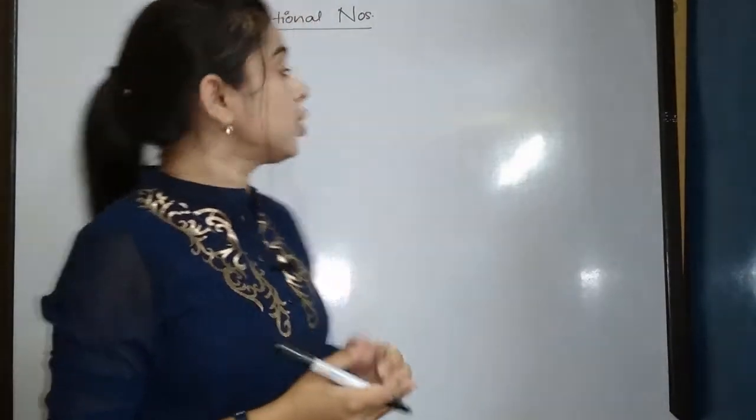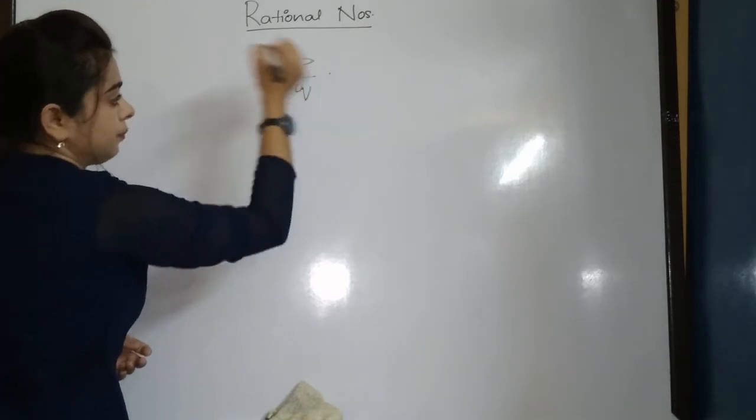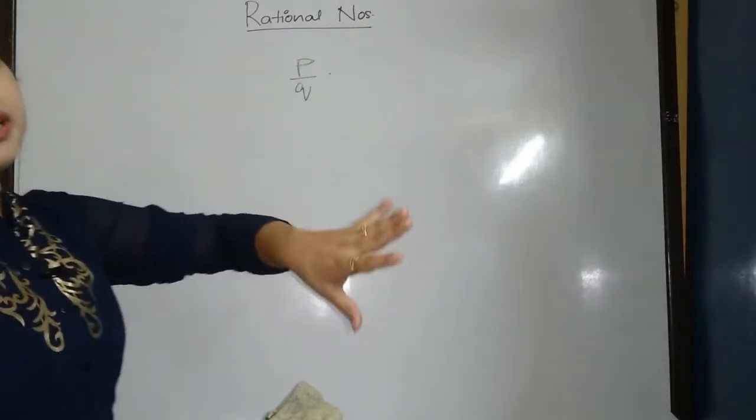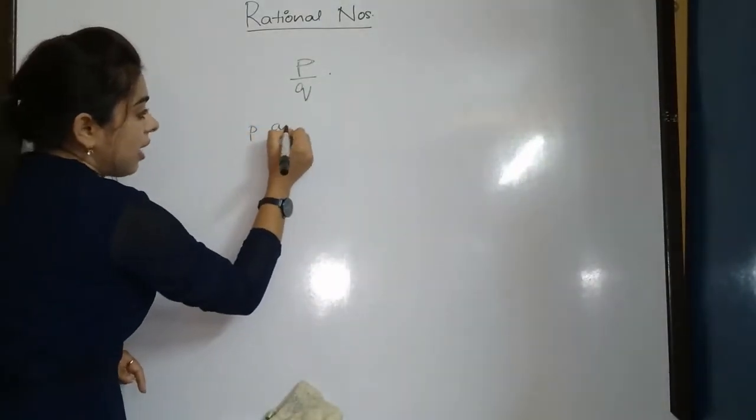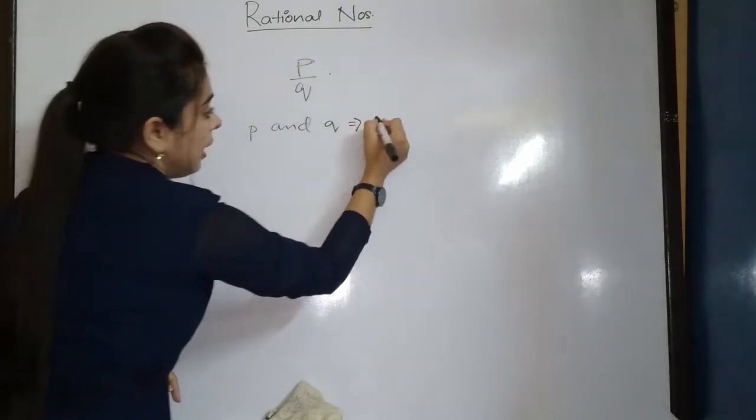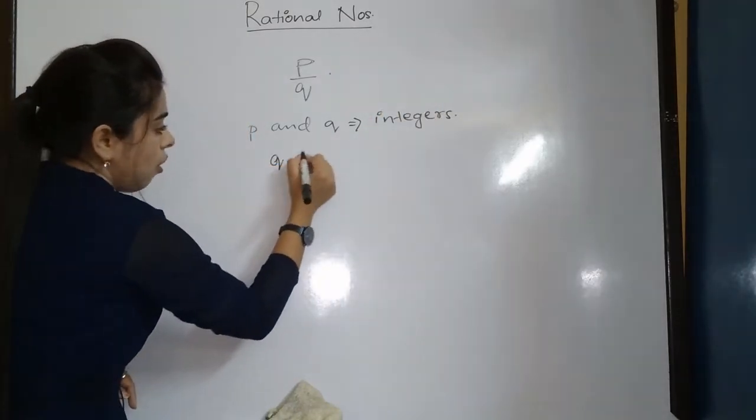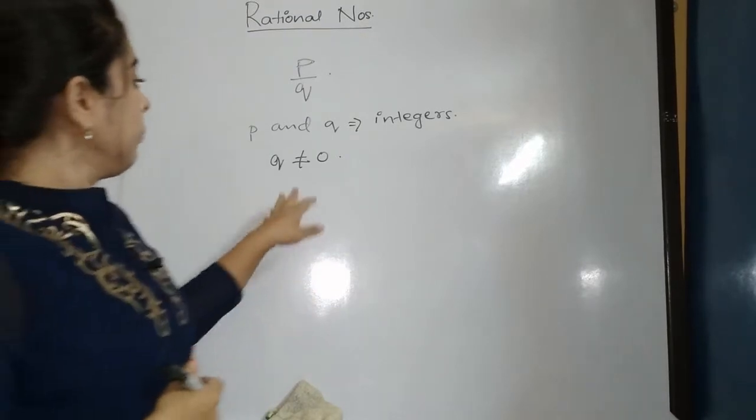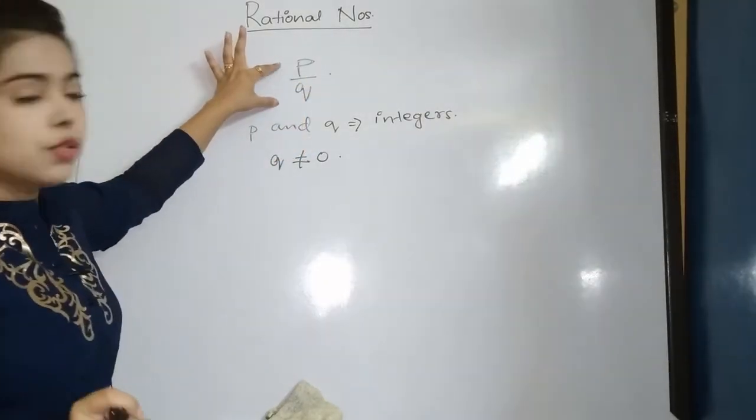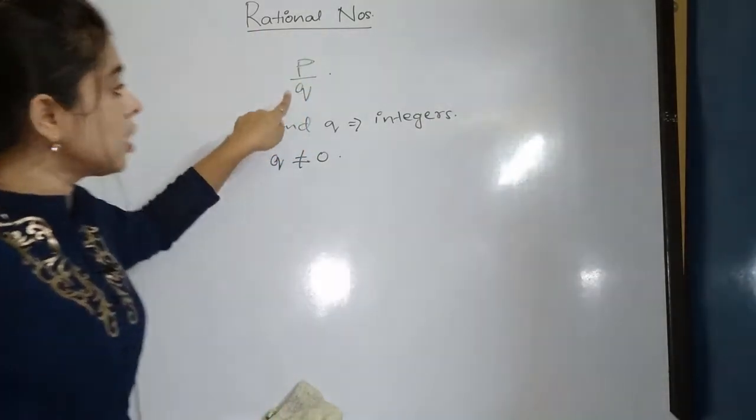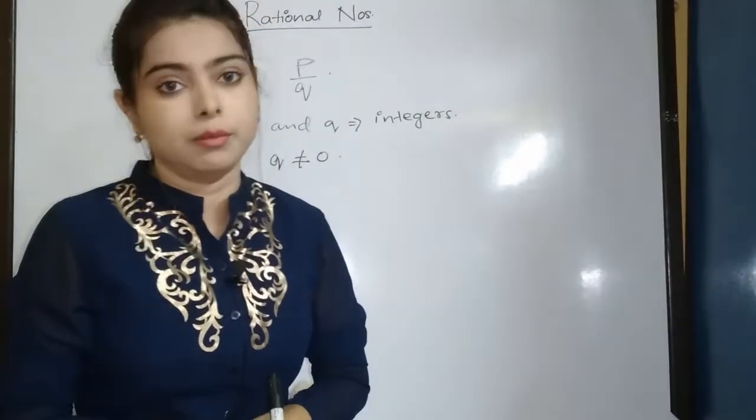These rational numbers are actually those numbers which can be represented in the form p by q. Remember, both p and q are integers, and q is not equal to 0. So any number which can be represented in this form, p by q, where p has to be an integer and q also has to be an integer, and q will not be 0, is called a rational number.